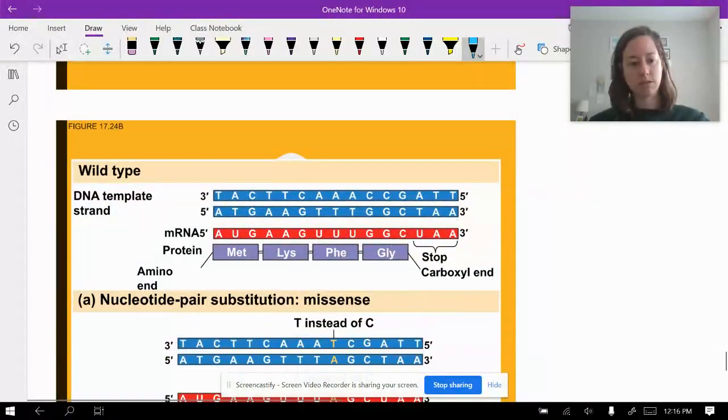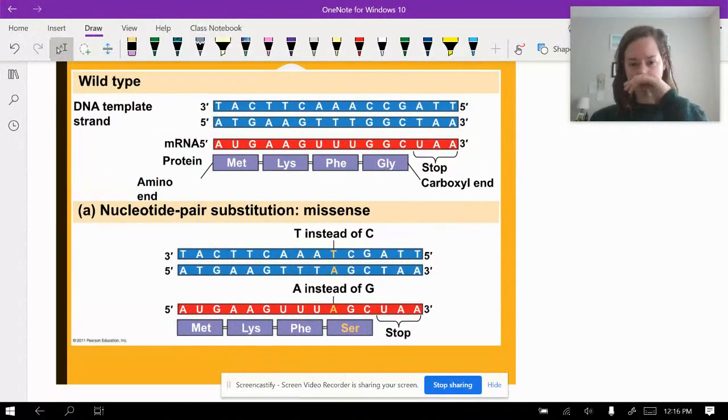All right. Here's a zoomed in missense mutation where it shows the different amino acid being coded for. And now it's a serine instead of a glycine. This one is a mutation in the first spot of the codon. So you can see if you have a mutation earlier on in the codon, you're going to have more effects on the amino acid that gets coded for.